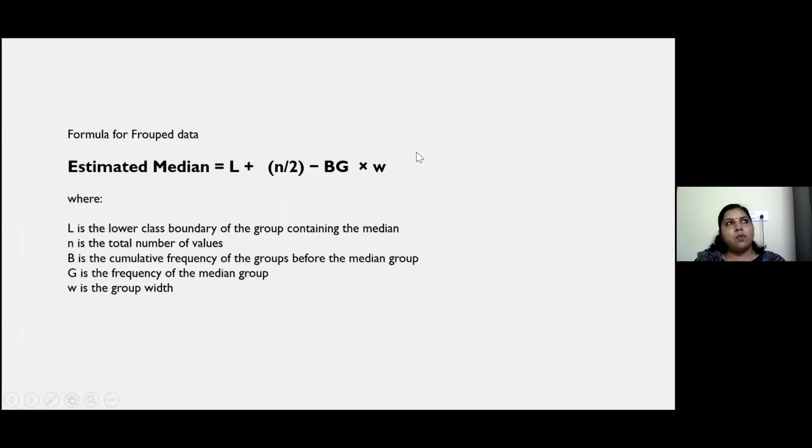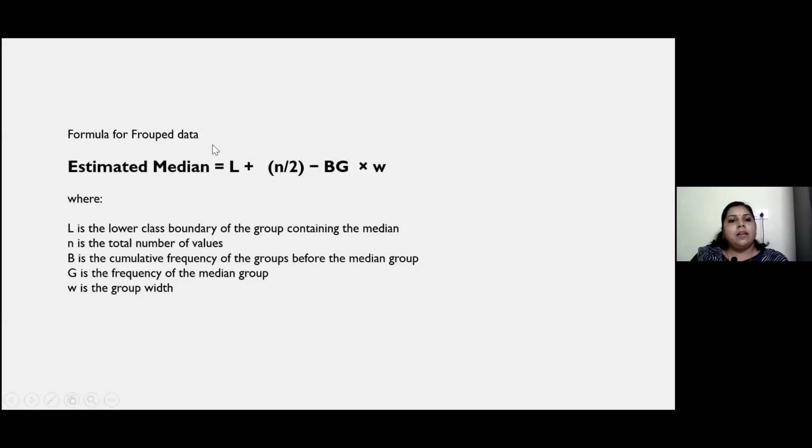You have to find out the number of values, and then divide that number by two. If it is an even value, N by 2 is the item to be selected as the median value. If it is an odd value, you have to add 1, that is N plus 1 by 2. That particular item has to be selected as the mid value.